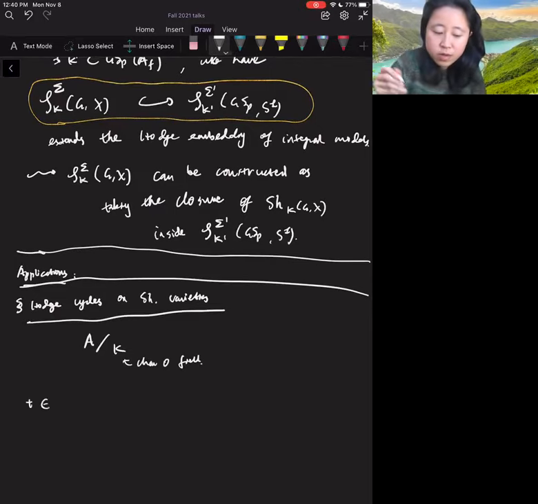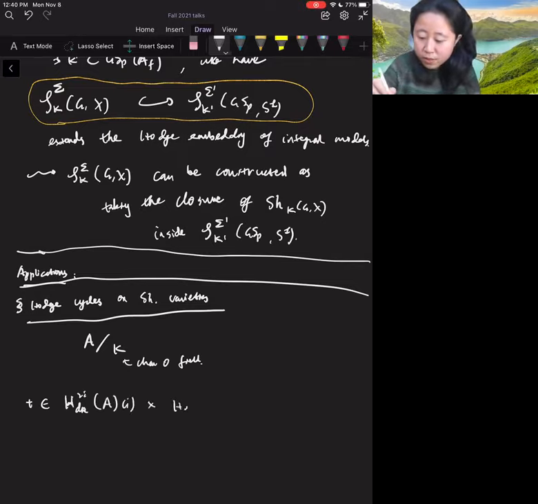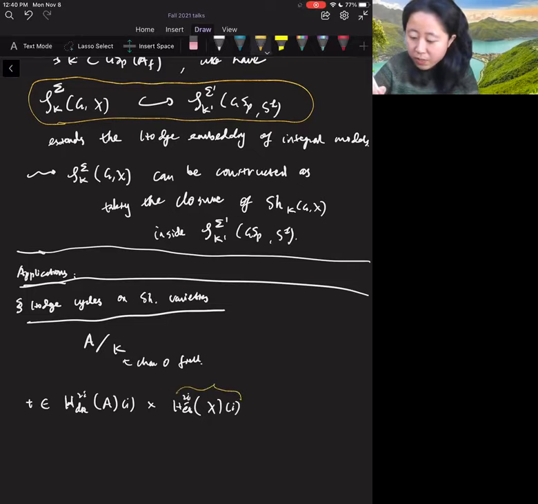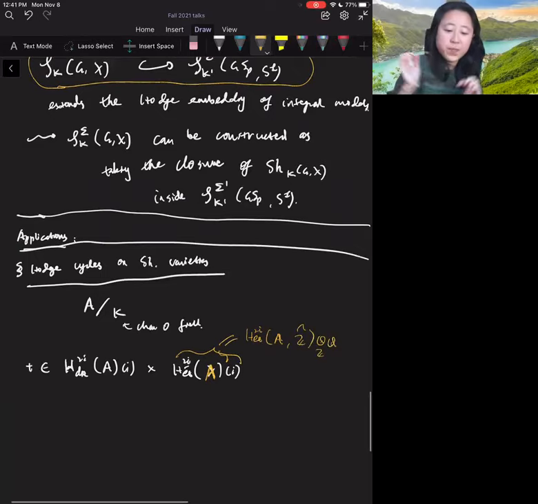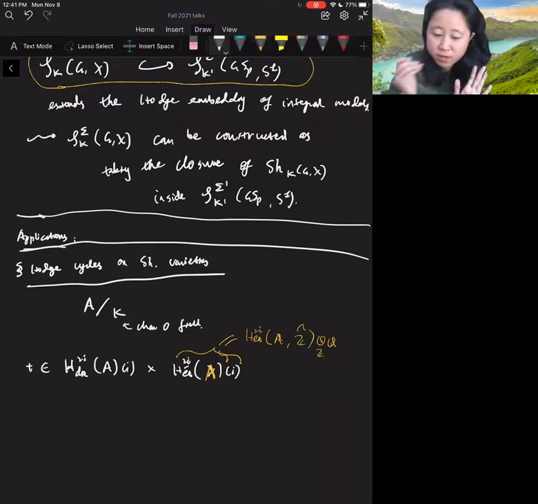And a Hodge cycle is a priori an element in this big product cohomology space that has some de Rham component. And it also has some étale component. And here, by this étale cohomology, I mean the big étale cohomology with adelic coefficients. So it's the étale cohomology of A with Z-hat tensor Q coefficients.